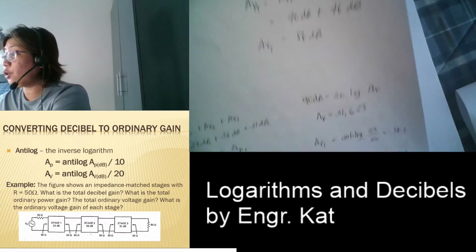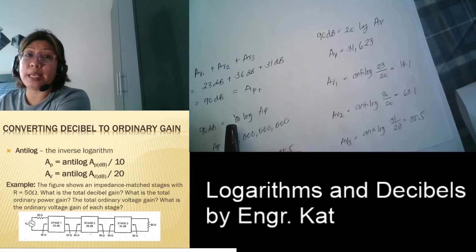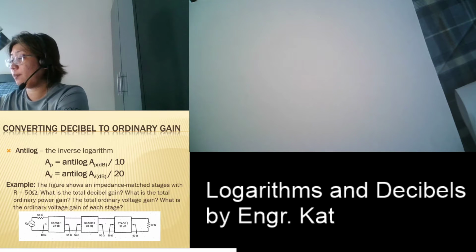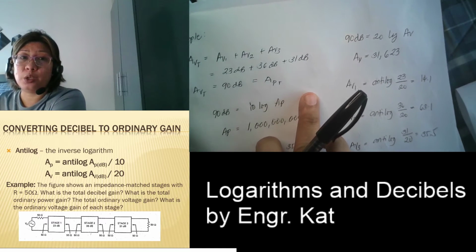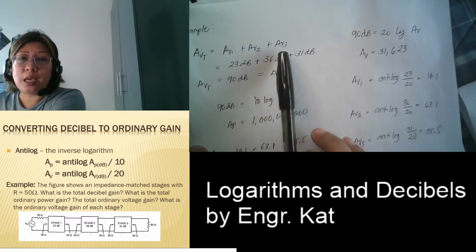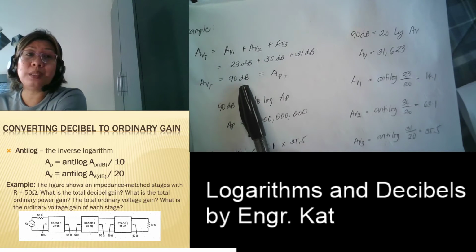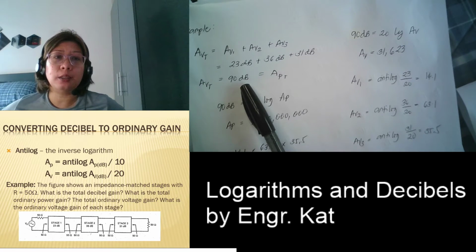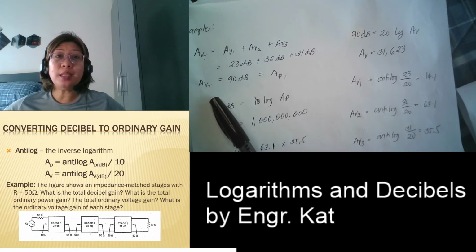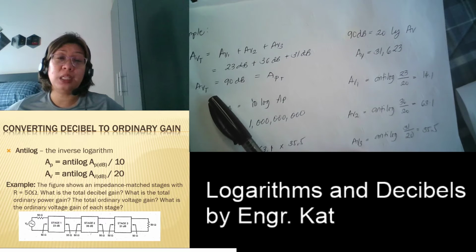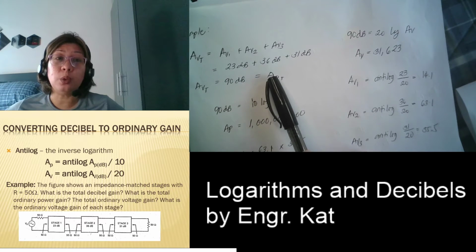For the total voltage gain, since they are in terms of decibels, what do we do? We simply add them, class. So the total voltage gain is equivalent to AV1 plus AV2 plus AV3. That will give you AVT, which is equal to 90 dB. And since this is an impedance matched system, we can say that the decibel voltage gain is equal to the decibel power gain. So the decibel voltage gain is equal to 90 dB. Likewise, your power gain is equal to 90 dB also.